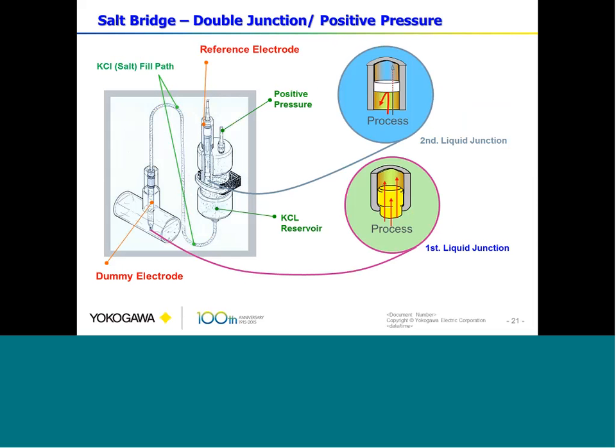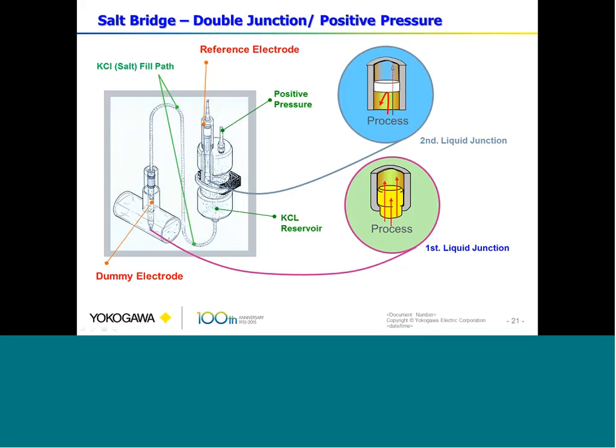There are also some accessories or alternate methods that can be used to reduce some maintenance time and also maintain the benefits of a flowing reference. One example is called a salt bridge. This is a variation on the positive pressure approach where a standard reference electrode is placed in this chamber, filled with KCl, and then what we call a dummy electrode is actually the electrode that's put online.